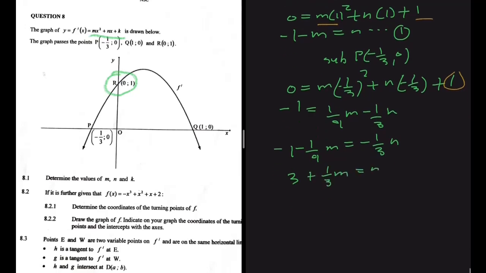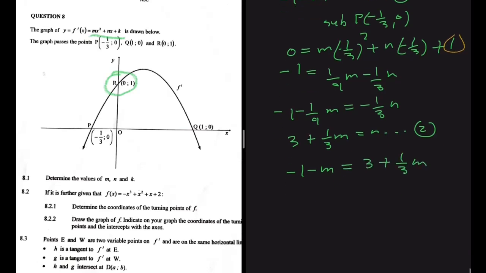So now what are we saying? We're saying that minus 1 minus m, so let's call this equation 2, right? So if we equate equation 1 and 2, we're gonna get minus 1 minus m is equals to 3 plus 1 divided by 3m. These two equations are both equal to n, so they should be equal to each other, right?